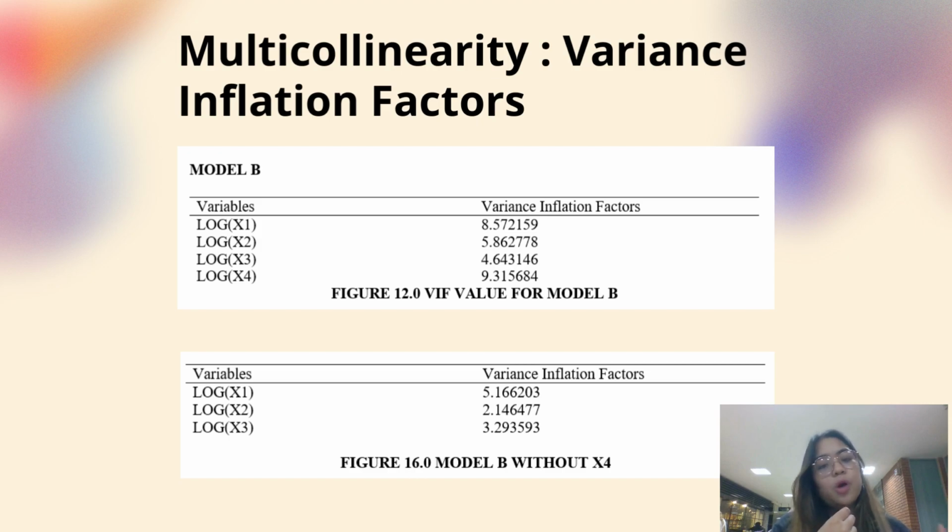So the removal of X4 has shown a result of low multicollinearity, despite its VIF value being more than 1, as long as the values are below 10. This shows that the removal of X4 is the best for model B and has the lowest case of multicollinearity.